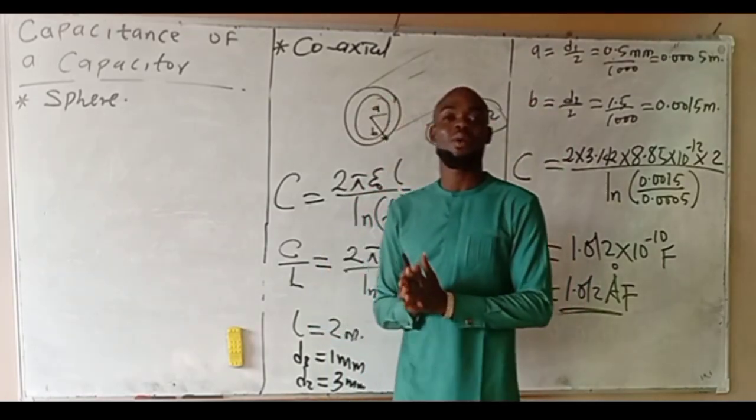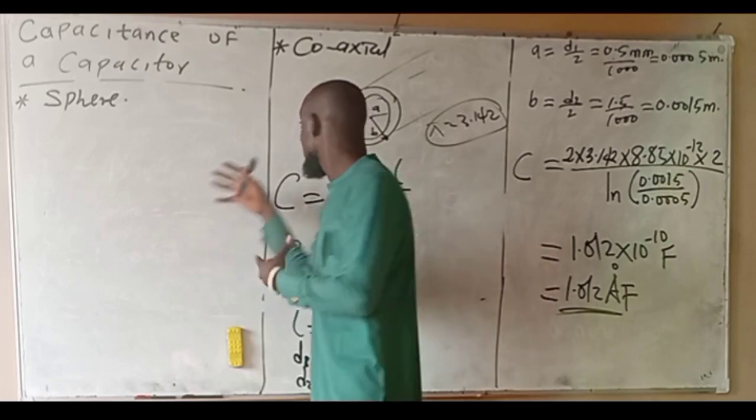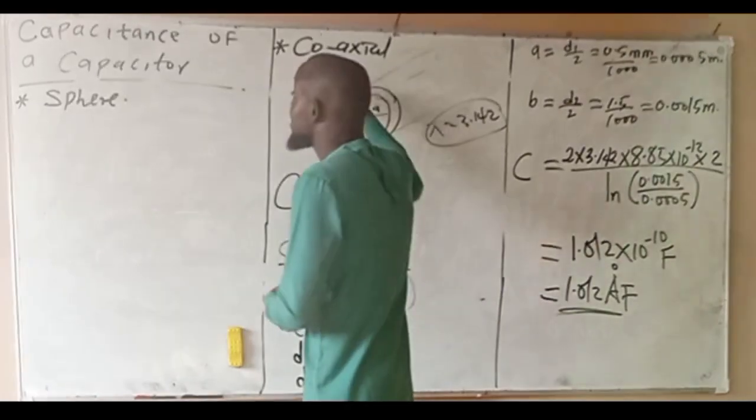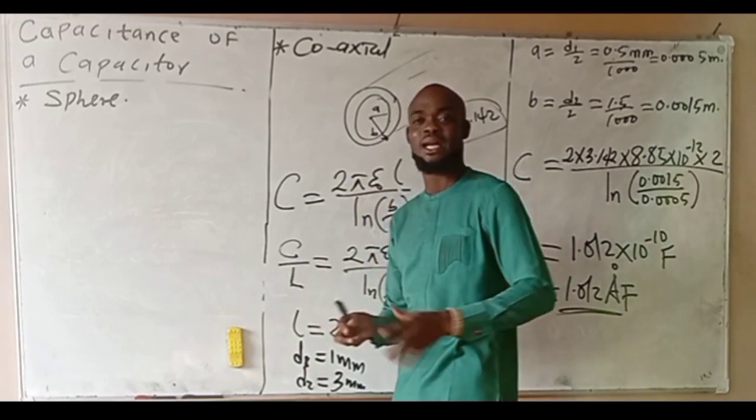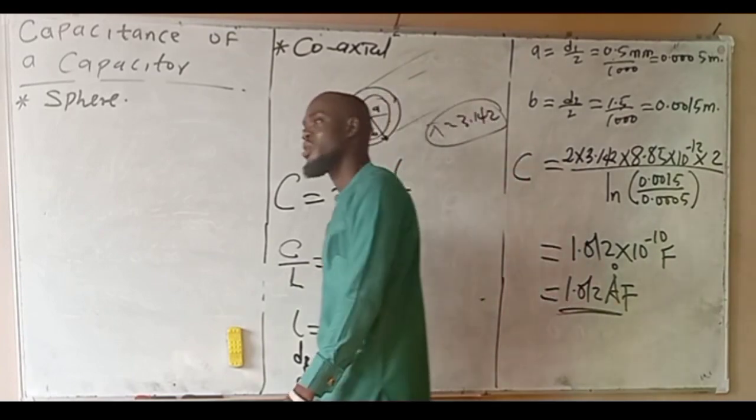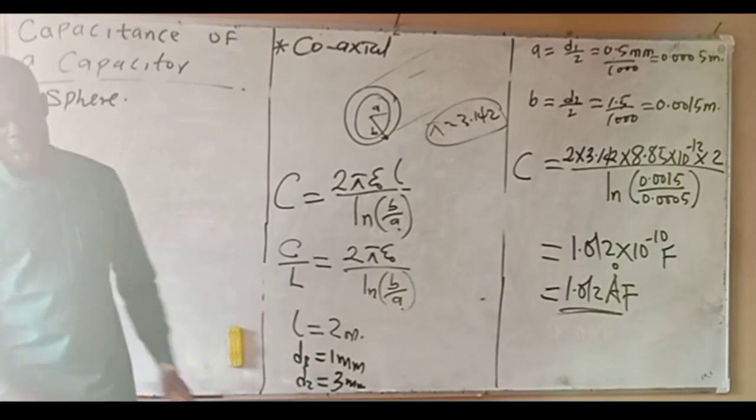Now this is just like we have two cylinders joined together, here we have two spheres joined together. One sphere will be placed inside another sphere. How do we calculate the capacitance of such a capacitor? So how will you do that?